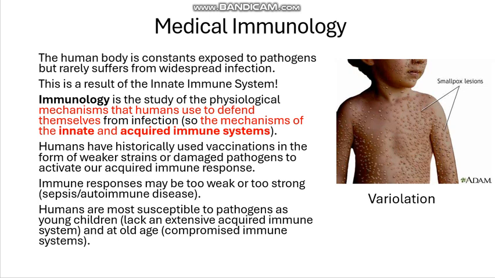The immune response to infection may be too weak, as is the case with immunodeficiency, or too strong, which we see if someone gets sepsis or if they have an autoimmune disease. Humans are most susceptible to pathogens as young children because young children lack an extensive acquired immune system with lots of memory B cells that would give them resistance to lots of different viruses. They don't have that yet, so they're in a compromised state. And we're most susceptible at old age because we have compromised immune systems just from the natural effects of aging.